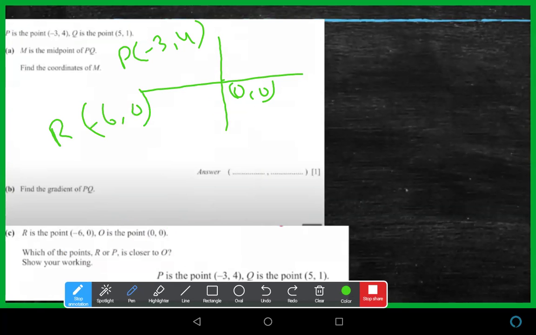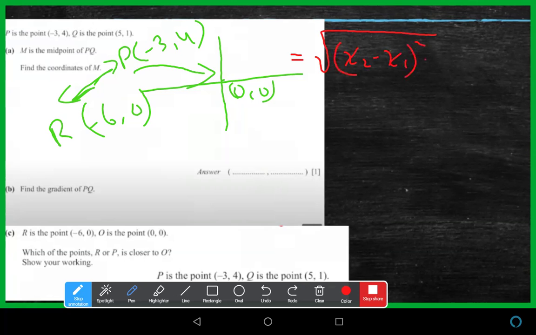What do we need to find in this question? Which of the points R or P is closer to O? So we just need to find which point is closer to 0 comma 0. How can we find that? We have just one formula from which we can find this: the distance formula. What is the distance formula? The distance between 2 points is the square root of (x2 minus x1) whole square plus (y2 minus y1) whole square.